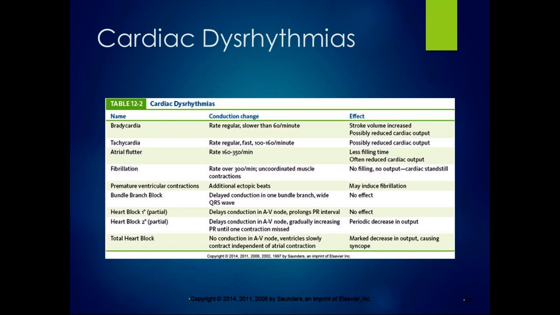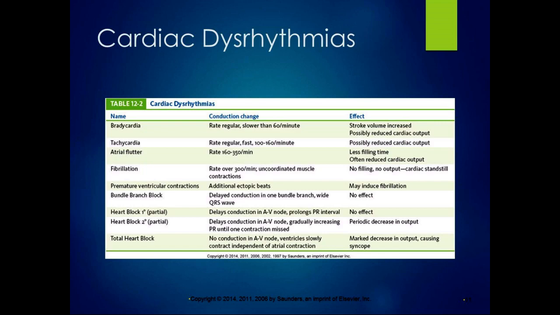So with bradycardia, slower than 60 beats per minute, stroke volume is increased because you get that pre-fill, and possibly reduced cardiac output because you're just not beating as much. Tachycardia is too fast, over 100 beats per minute, between 100 and 160, and you get possibly reduced cardiac output because you're beating too fast. You're not allowing the heart to fill up in between beats.